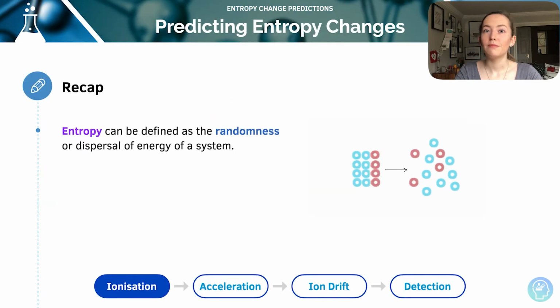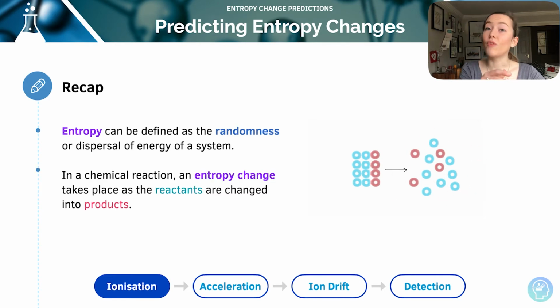So remember, entropy, as a definition, is defined as the randomness or the disorder of a system, or of the energy of a system. So the more dispersed a system is, the higher or the more positive the value of entropy is. So we can see in our image here, there's a greater value of entropy on the right-hand side. In a reaction, an entropy change takes place as the reactants are changed to their products.